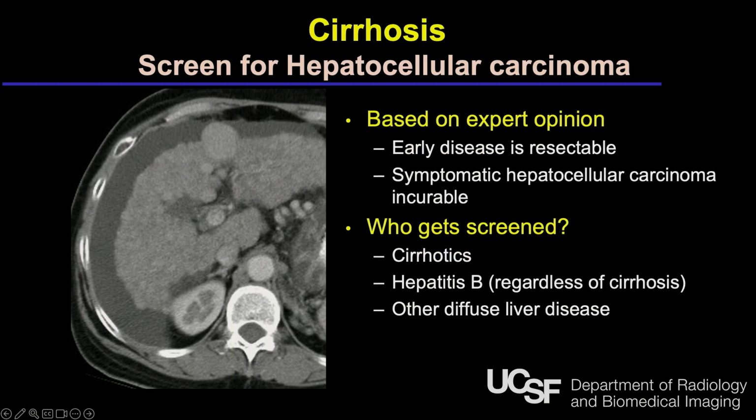So let's just briefly talk about cirrhosis. It's a screening. When we image these patients, we often image them on a very regular basis. Based on expert opinion, these patients have between a 1 to 3% chance per year, or depending, may have up to a 5% chance per year of developing a life-threatening hepatocellular carcinoma. So again, these are cirrhotics, people with hepatitis B, other diffuse liver disease that are fairly severe.